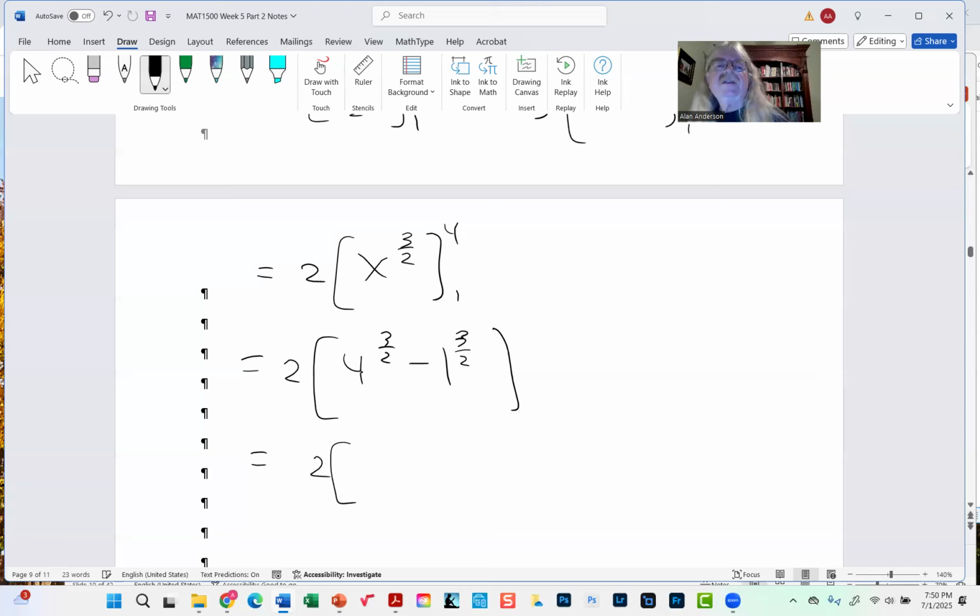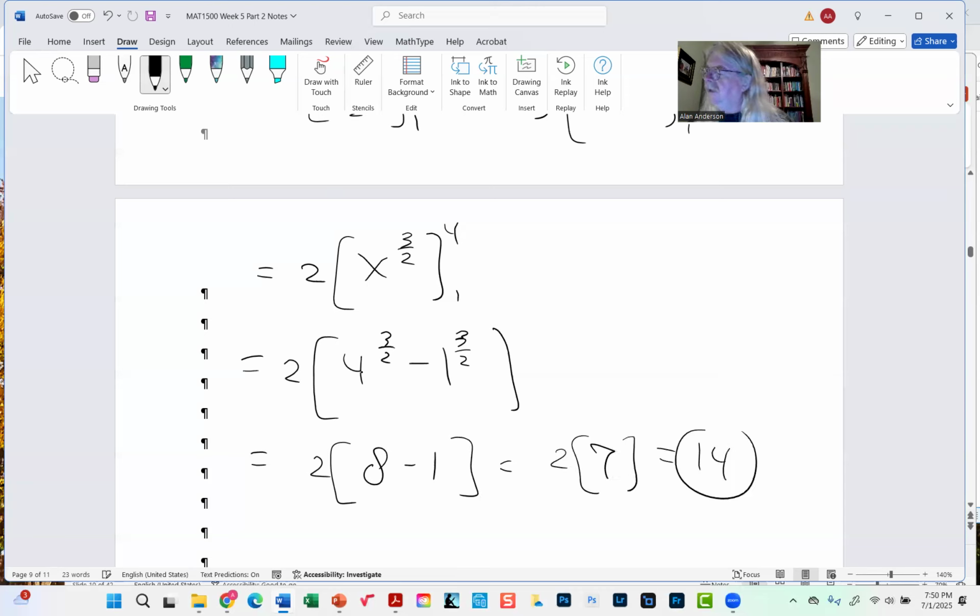Now 4 raised to the 3/2 power, what you're basically doing is taking the square root of 4 and then raising the result to the 3rd power. So in other words, you have 2 cubed, which is 8. And you ultimately end up with 14.